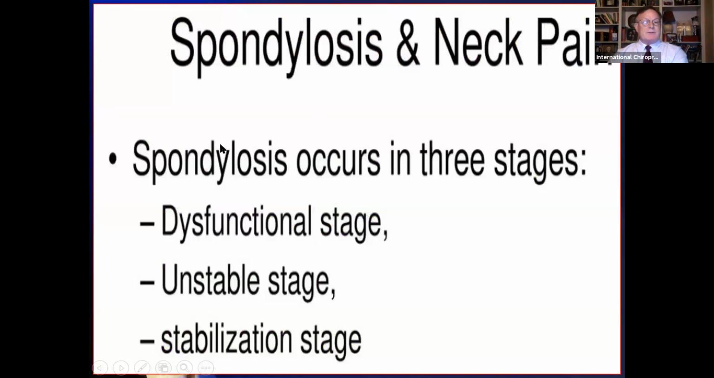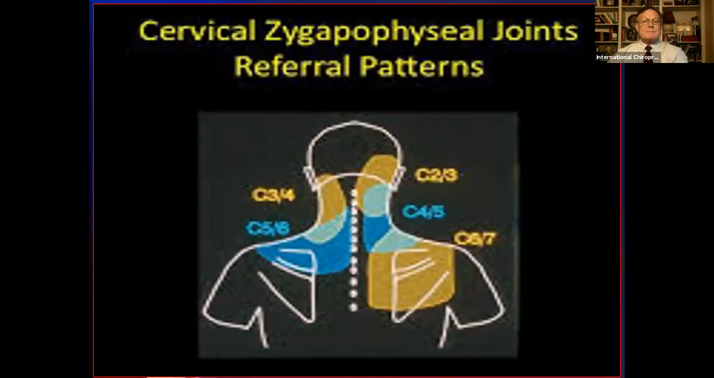So spondylosis means just arthritic facet joints, and there's a dysfunctional stage where maybe there's an initial injury and you have abnormal motion and kinematics, and eventually the ligament laxity creates an instability or unstable stage. And then finally there's a stabilization where you actually have fusion, autofusion of these hypermobile facet joints. And they're the so-called zygapophyseal joints.